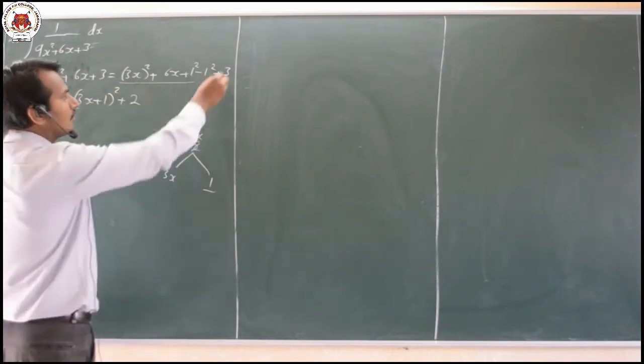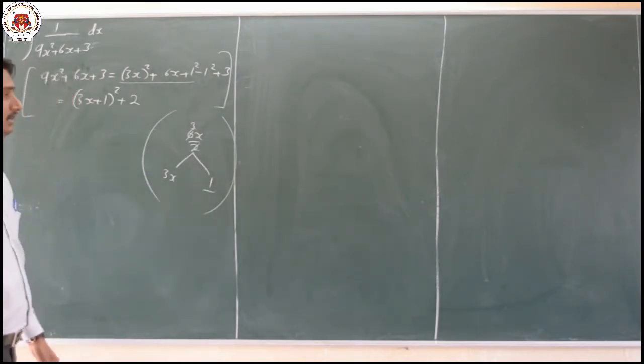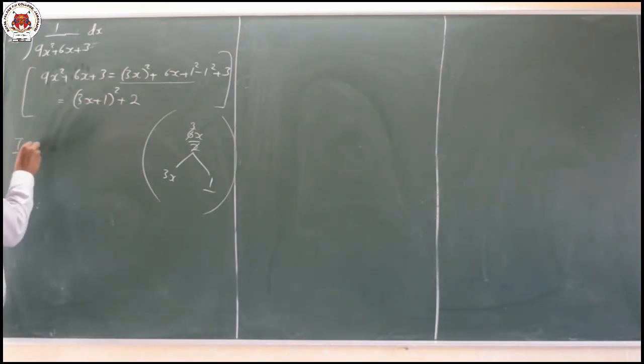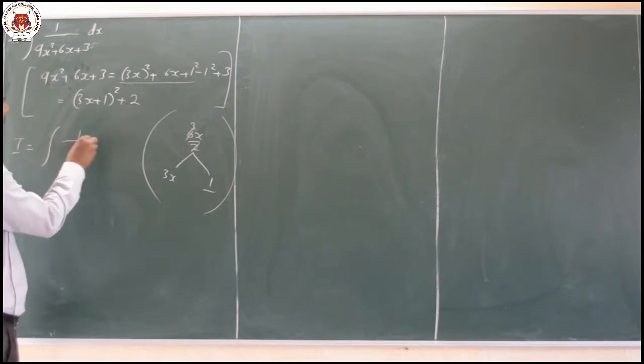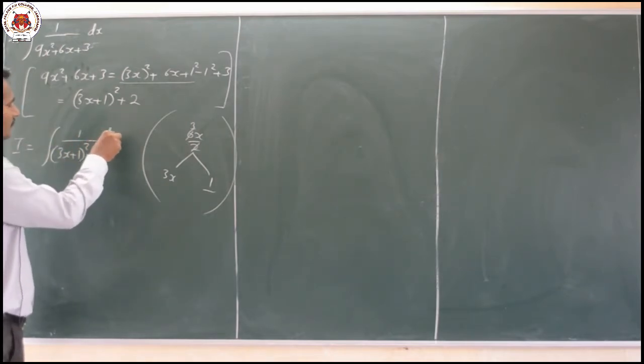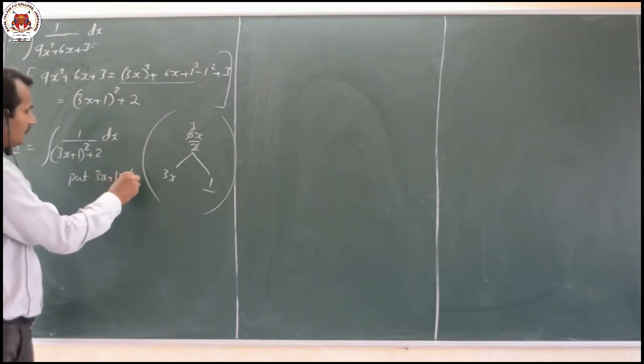Okay, it is nothing but our denominator, which we had framed into completing the square form. Now the question is the integral of 1 divided by (3x plus 1) whole square plus 2 into dx. Now here put 3x plus 1 equal to t, you substitute.